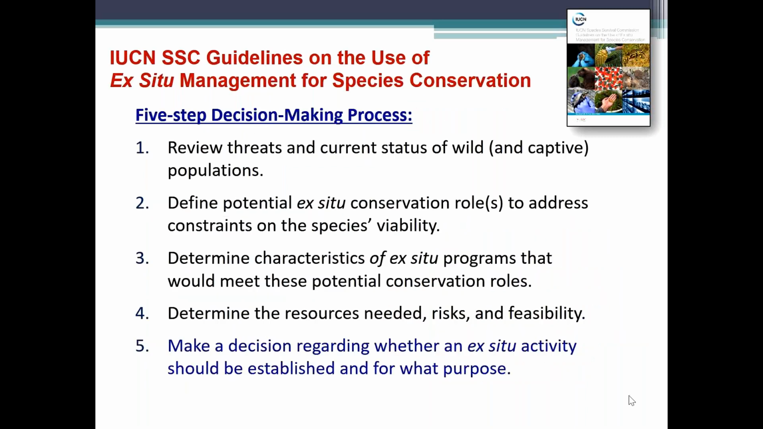And so once that assessment has been done, the fifth step in the XE2 guidelines is to make the decision based on all of that information. And the decision is, should an XE2 activity be established? And if so, for what purpose and how should it be structured?